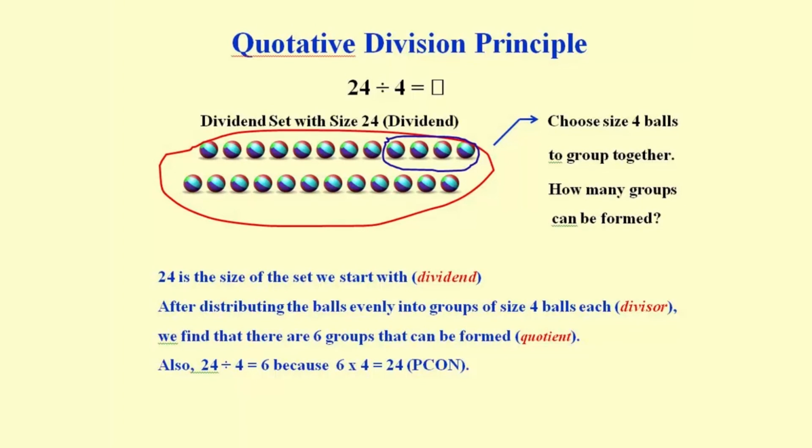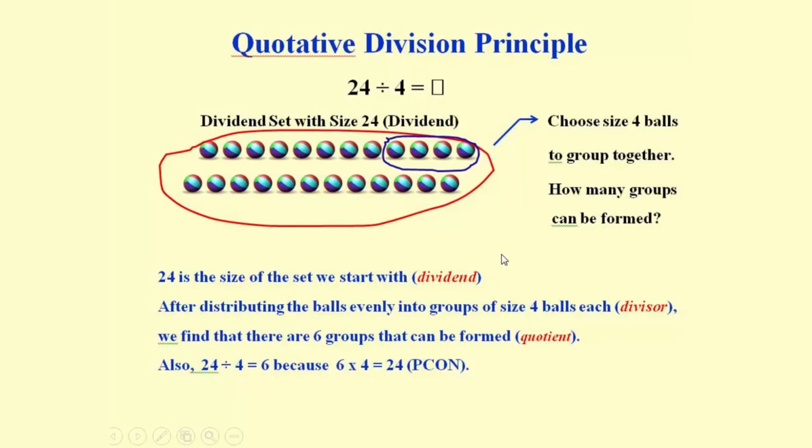In quotative division, this time we know the size, but we don't know how many groups we can create with that given size. So very simply, partitive division, you know the number of groups, not the size. In quotative division, you know the size, but not the number of groups. But because it's a number of groups, the answer for a quotative division problem is always going to be a whole number. Let's see why that's the case.